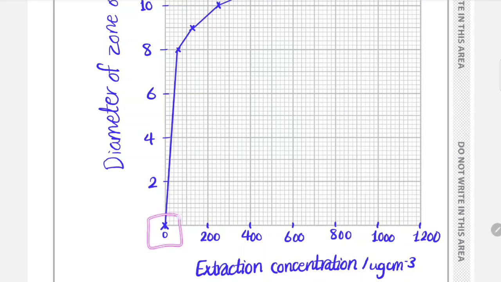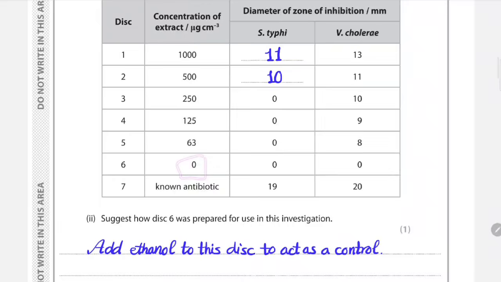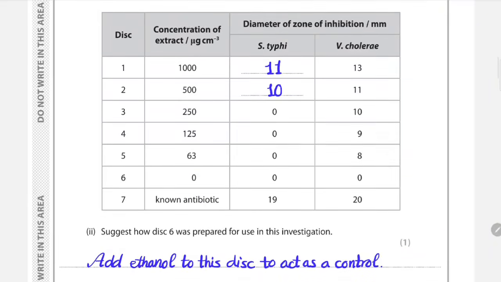Starting from 0 point, since we used a control. This is not an extrapolation, by the way. It is just because we used number 0 here for disc number 6, containing 0 concentration of the extract.